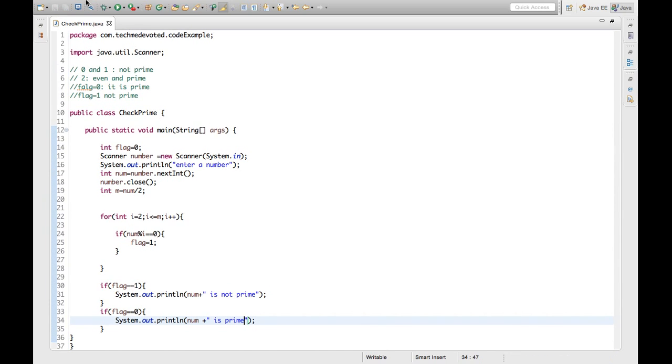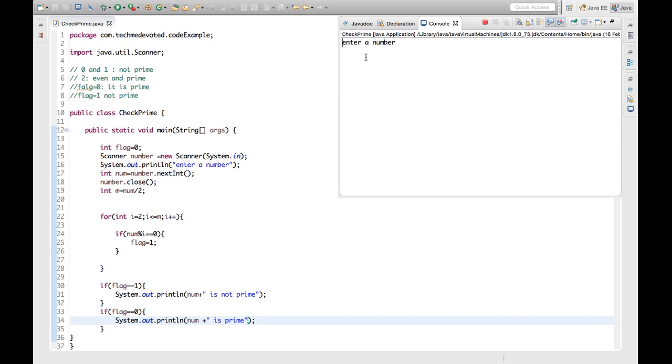Now if we run this and enter any number, suppose we enter 2, 2 is a prime number, we know this. Now if we enter 23, 23 is also a prime number. Now enter some number which is not prime, 20, so 20 is not prime.